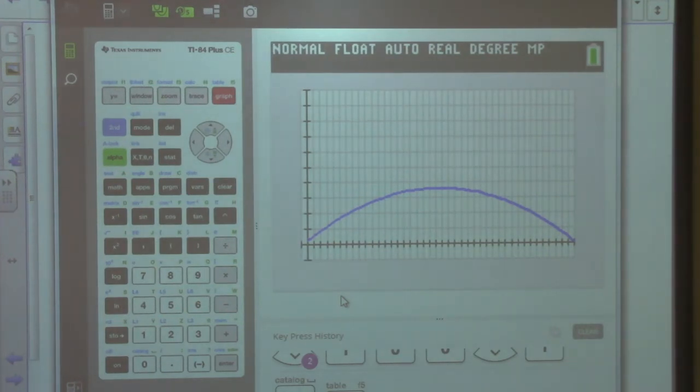Okay. So, let me just wait a minute. Did you figure out where it was not set up right?